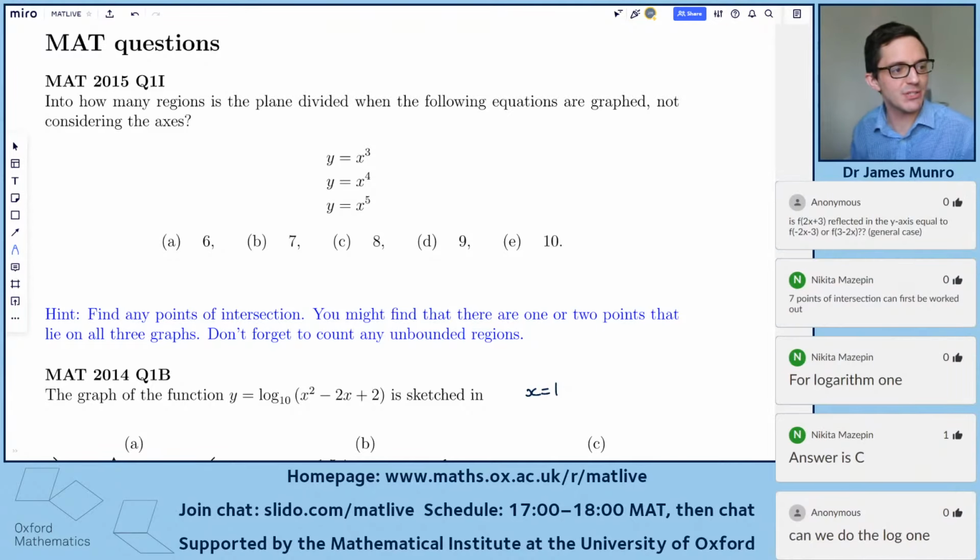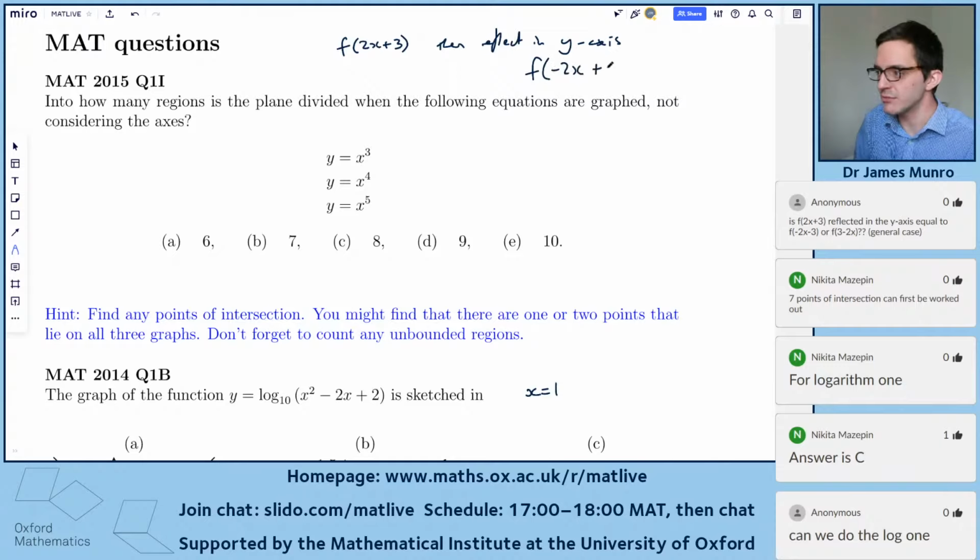Is f of 2x plus 3 reflected in the y-axis? So they want f of 2x plus 3, and then, after that, reflect in the y-axis. I think that's f of minus 2x plus 3, because reflecting in the y-axis means replace all the x's with minus x's. I might be wrong. Discuss in chat.